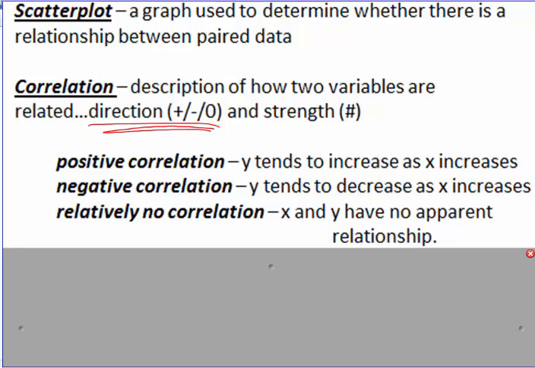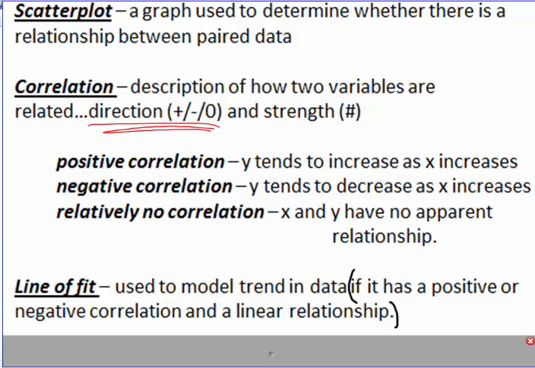A negative correlation is that the y tends to decrease as x is increasing. So x is always increasing. You always look at the x as an increasing value, and then you see what's happening to the y. Is it going up or is it going down? So that would be a negative correlation: the y decreases as x increases. And then relatively no correlation is when you look at x and y and you look at your scatter plot and it's so scattered you can't tell whether it's going up or going down, whether it's positive or negative. It's just a whole bunch of dots. That would be relatively no correlation.